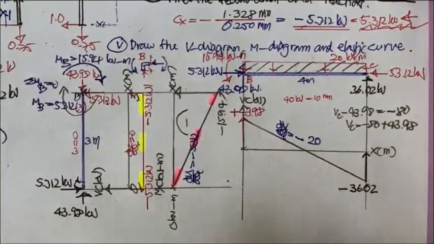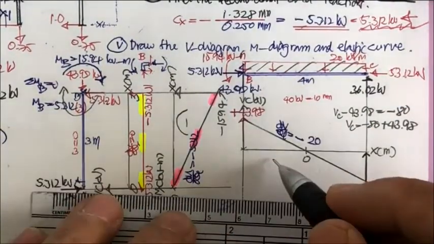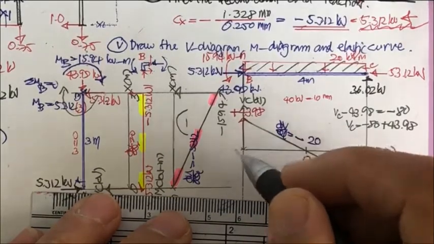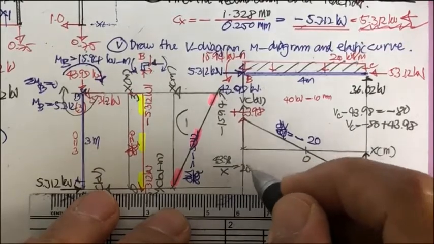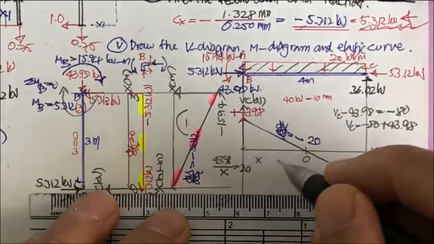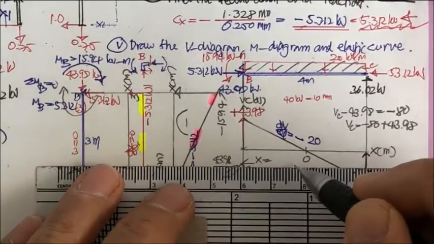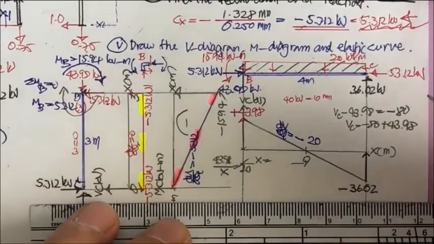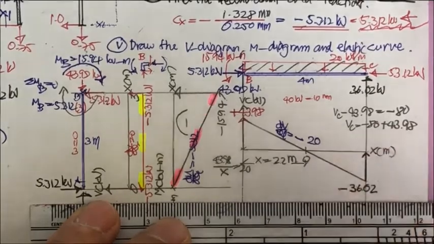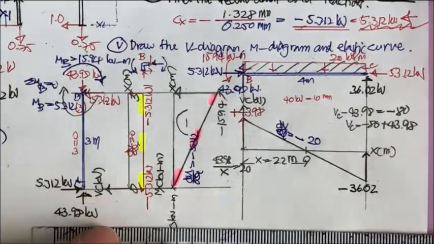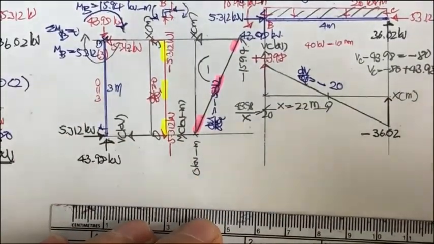this one, and this is going to be 0, and you can determine x, right? This is 43.98 divided by x equals 20. So your x is going to be 43.98 divided by 20. How much is it? It's going to be 2.2 meter. Okay. And then we can go further to draw the moment diagram of this one.